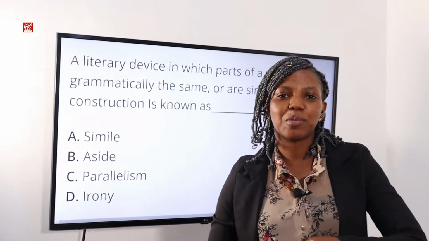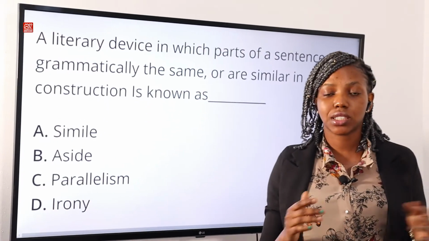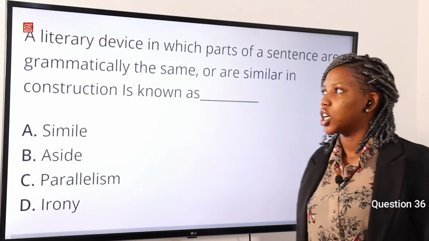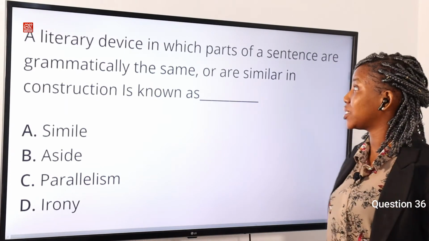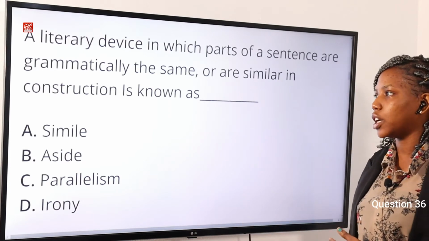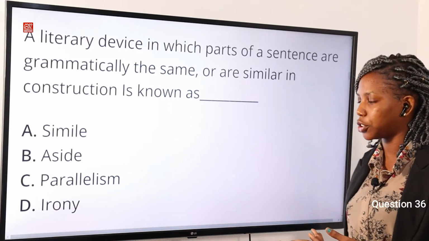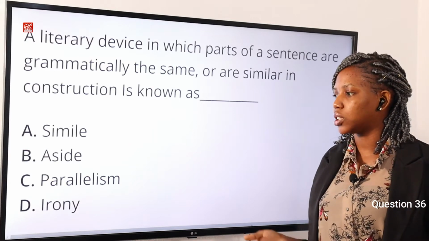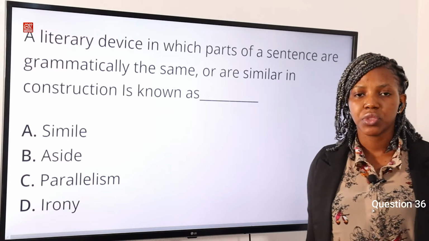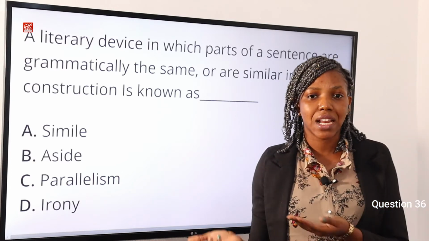Myschool channel, right here we'll be tackling question 36 to 54. Now let's begin with question 36. A literary device in which parts of a sentence are grammatically the same or are similar in construction is known as dash. Option A, simile. Option B, aside. Option C, parallelism. Option D, irony. The answer to this question is parallelism.